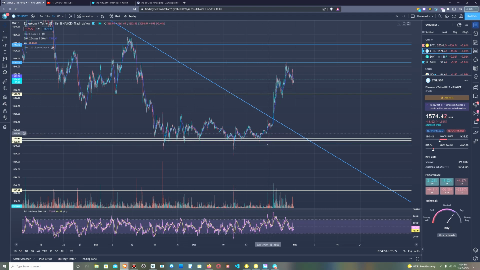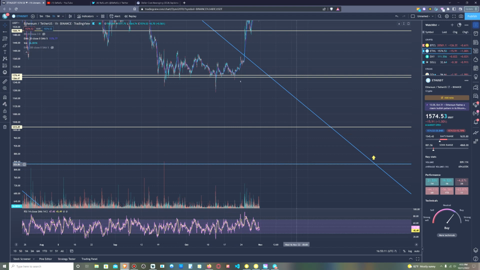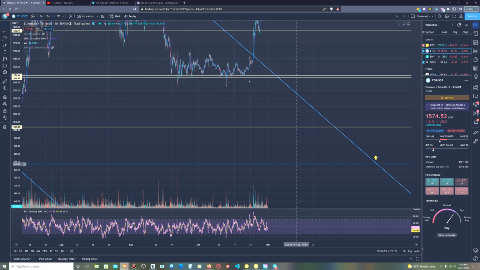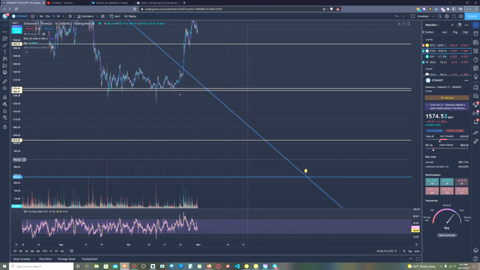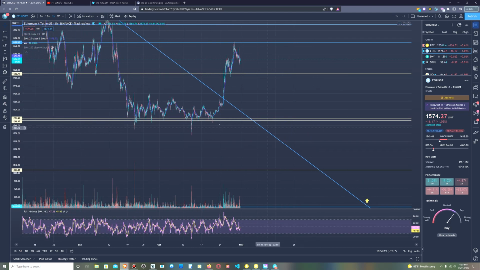There's no absolute way to know that, even though we broke out here and shot all the way up to 1674, that we won't be on our way back down to 1,200 or even 1,000 or even down to 826 just to retest this level yet again. So we don't know what's going to happen, right? So this is why we don't put all our money in all the time.